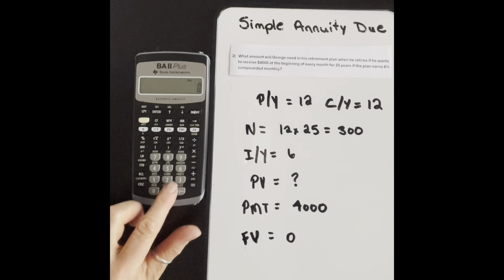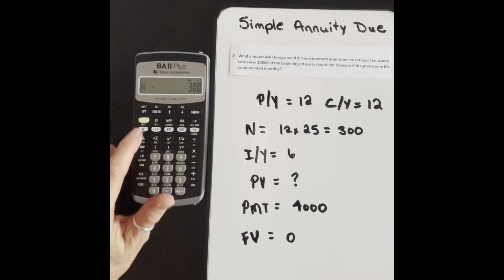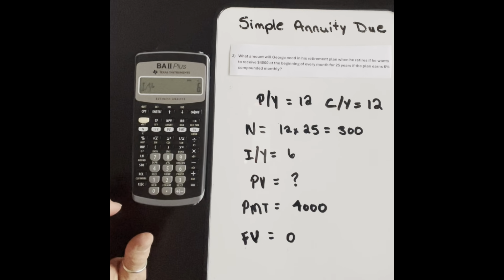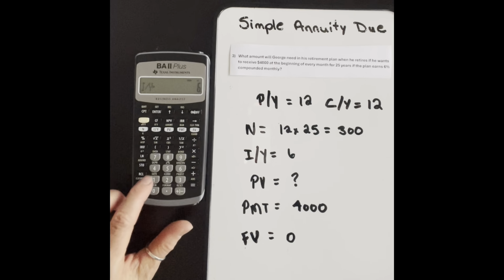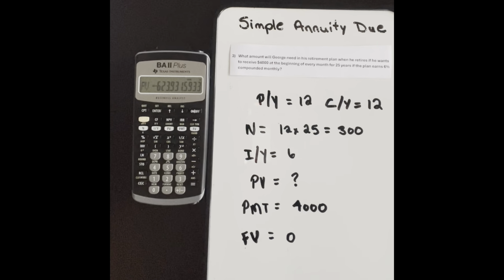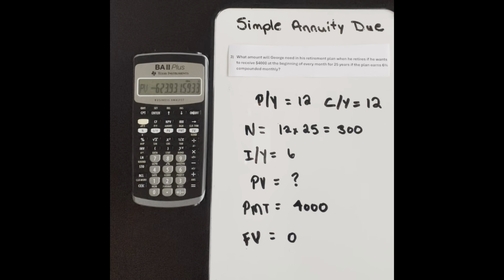And now let's plug these numbers in. 300 for N, 6 for I per Y, 4,000 for payment. You can put 0 in for future value, but I know it's already set at 0, so I don't need to. And I want to calculate present value. So present value is going to be $623,931.59. Notice that there's a negative. That just means that's the investment that needs to go into his pension plan so that he gets these payments out, but we can ignore that negative.